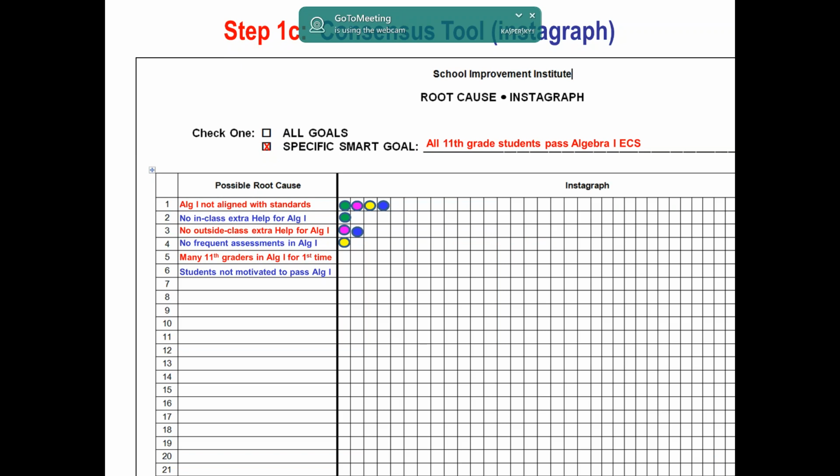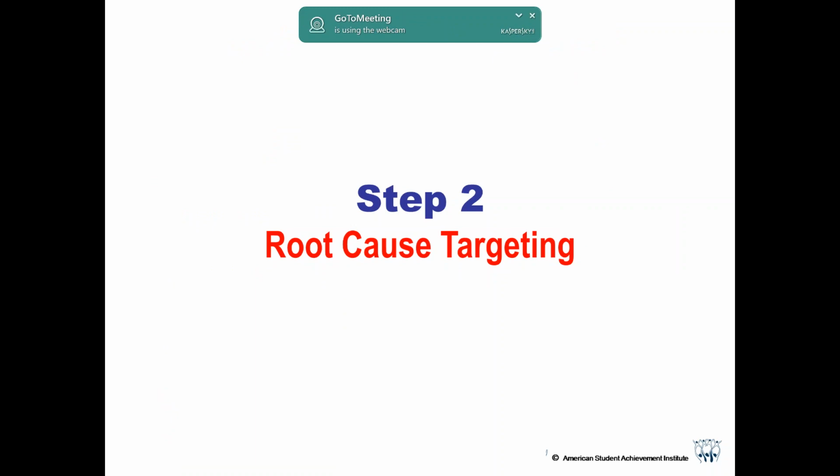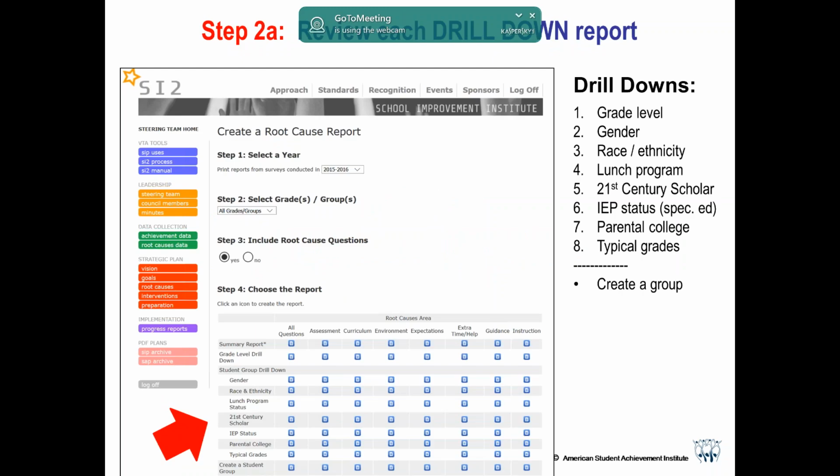Let's say we've decided we're going to have 2 root causes: algebra is not aligned with standards, and there's no outside of class help. So now we're going to target those if possible. In looking at the outside of class help, I might want to look at each of these drill down reports to see who's saying that there's not outside of class help. Is it my free and reduced lunch kids? Is it my paid lunch kids?